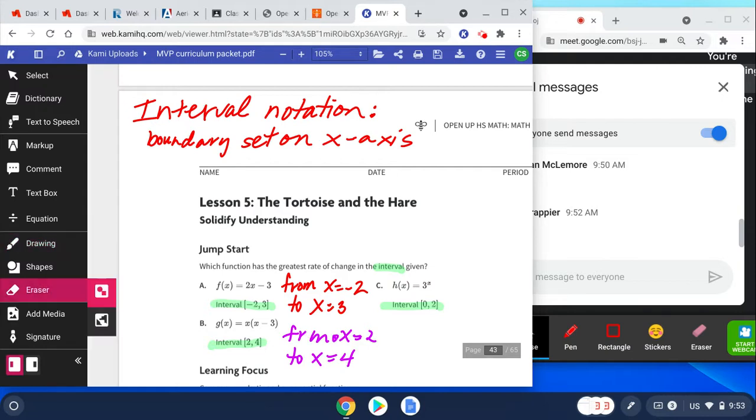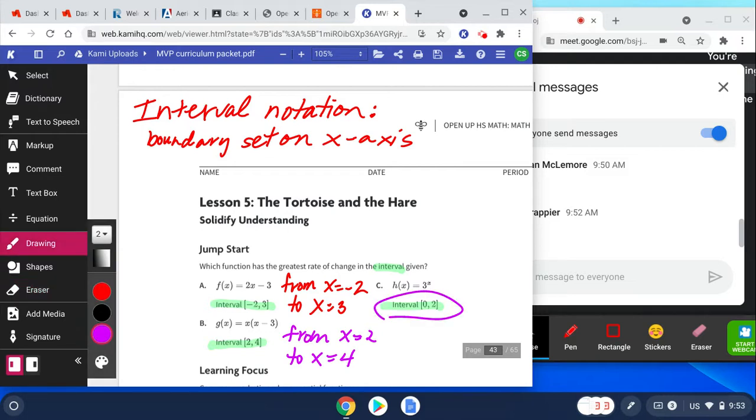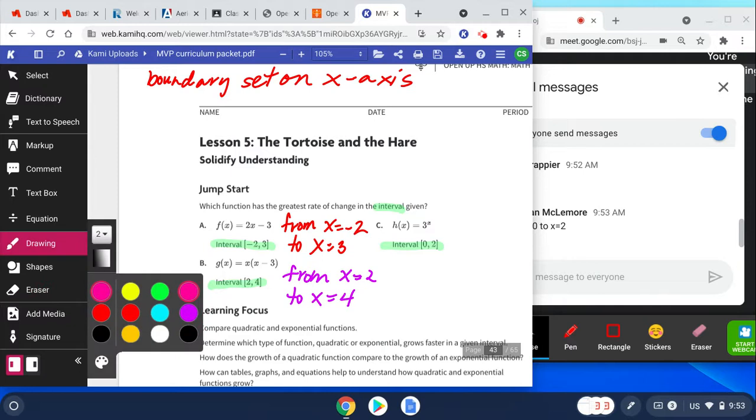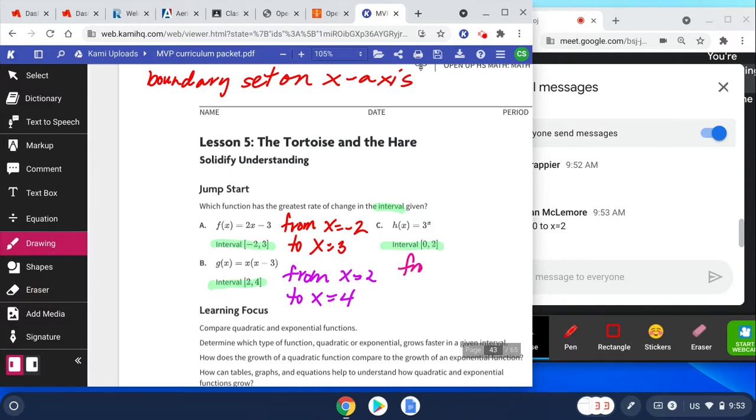Okay, I want everyone to try part C, writing out that interval notation for me. From what to what? Everybody take a minute. How would I say that interval? You're writing this in your packet on page 43. Okay, nice. Hopefully you match what Jonathan put. We're going to say from 0 to 2, or from x equals 0 to x equals 2.